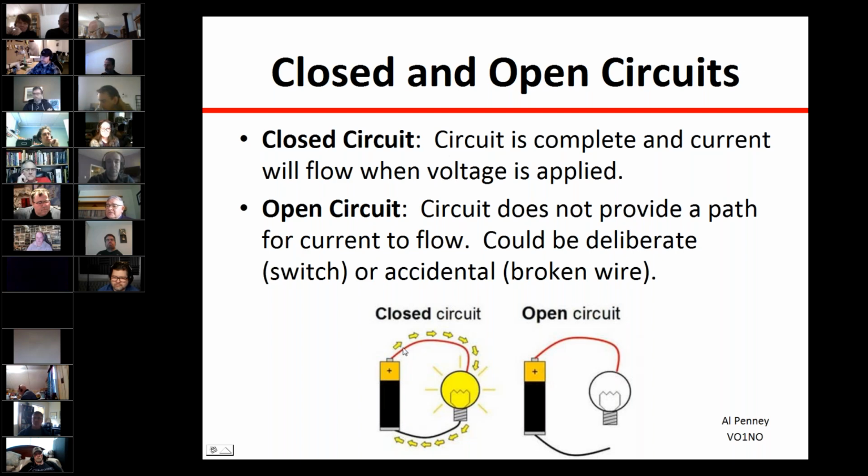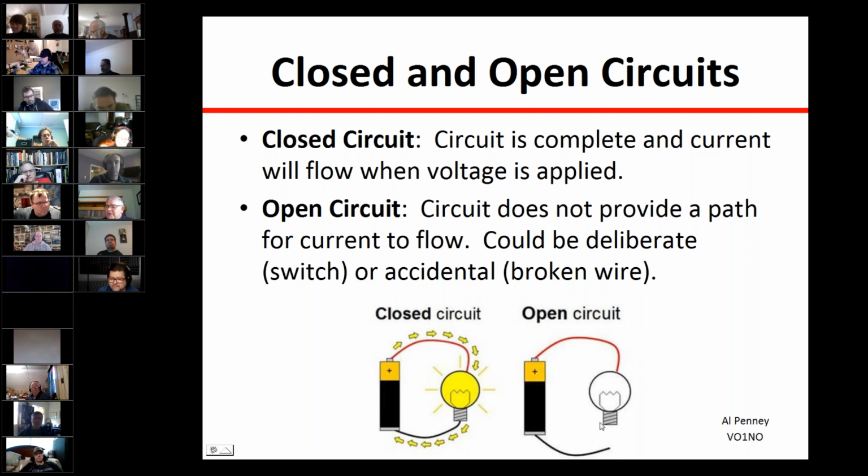Now, just notice that they've got the arrows coming from positive going through the bulb to negative. Is that conventional current or electron flow? Anyone know? It looks like conventional because it's positive to negative. Yep, that is conventional current flow. The electron flow actually goes from the negative terminal through the filament and then to the positive terminal. So that's conventional flow.